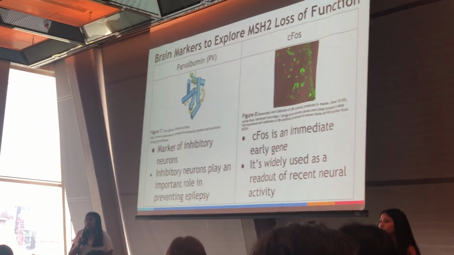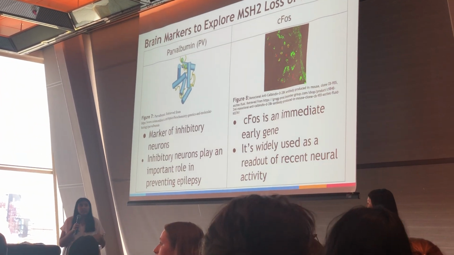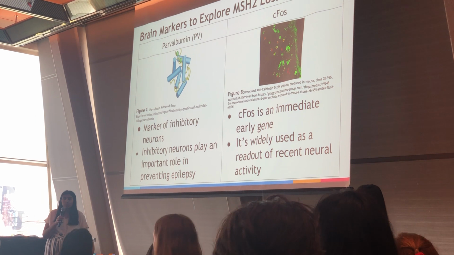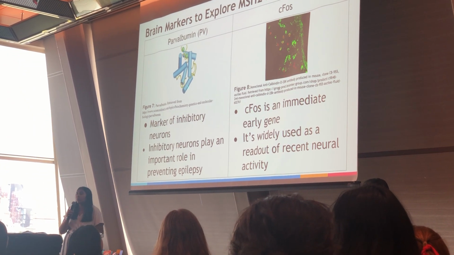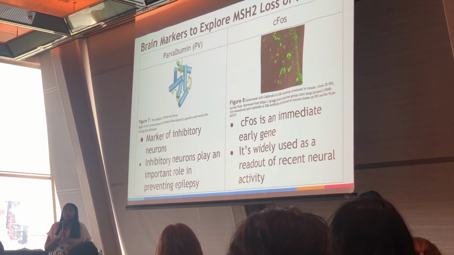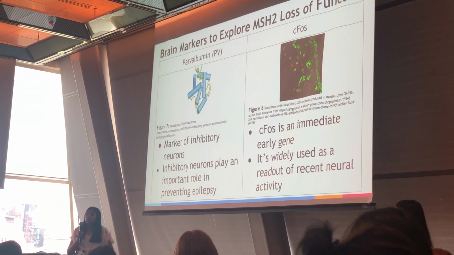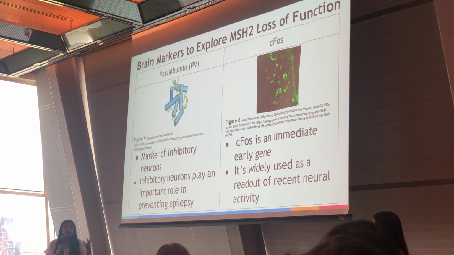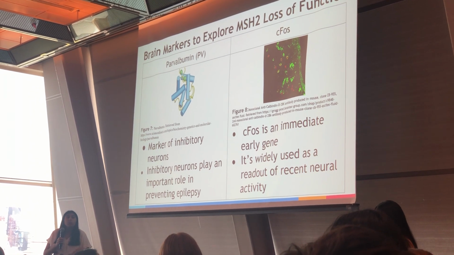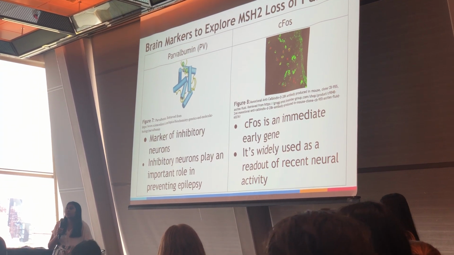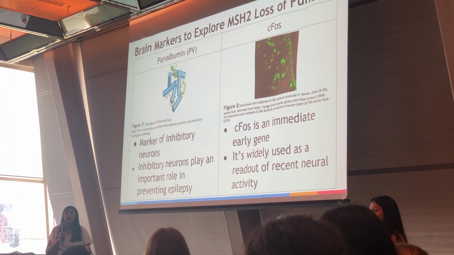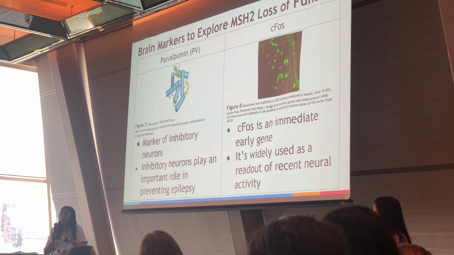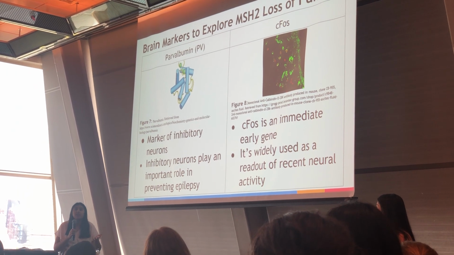So we used 2 different brain markers in our experiment to study the loss of function in MSH2. The first, as you can see here in figure 7, is the parvalbumin or PV protein. We use it as a marker to determine inhibitory neuron density in the brain, and we also used it as a cell type specific density marker. So essentially, when we were comparing our knockout versus wild-type mice, we were comparing how many cells there were exactly in each part of the brain that we tested on.